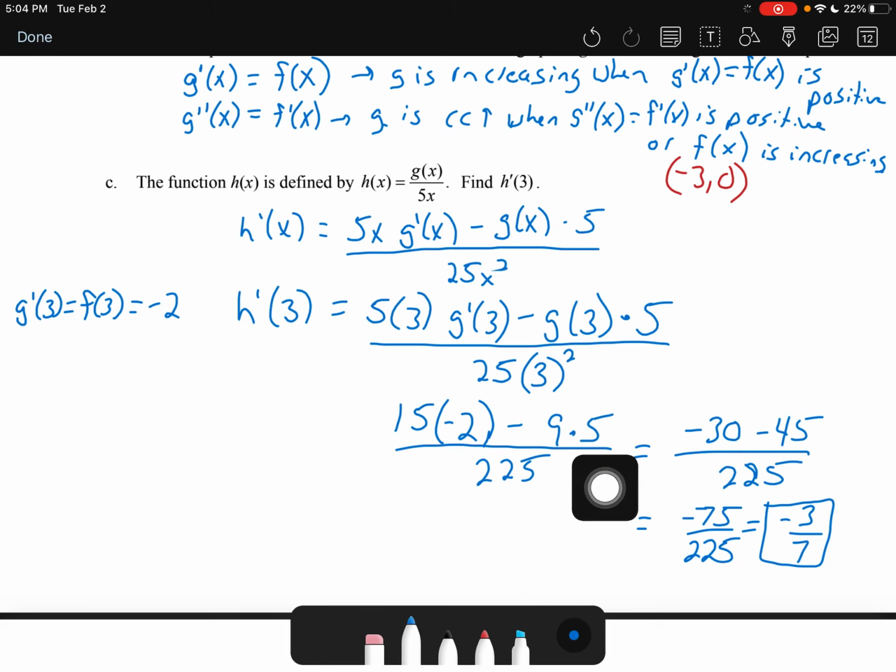But anyway, g of 3, which was 9, times 5, and then I'm just going to simplify that. That's negative 30 minus 45, divided by, so it ends up being negative 75 over 225, which simplifies down to negative 1/3. Okay, so that's it.